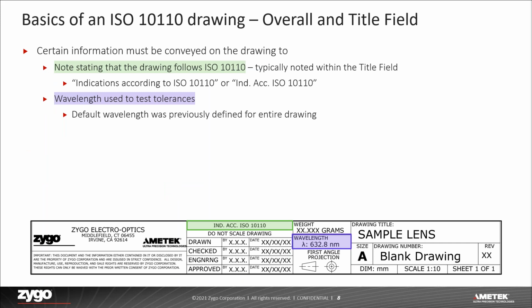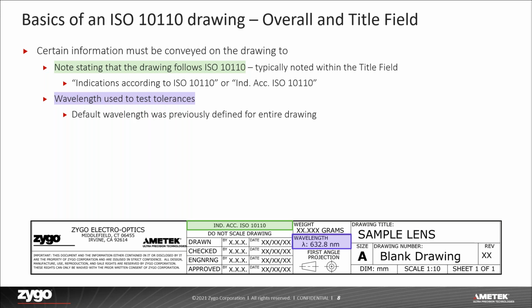The title field of an optical drawing is where the primary information needed is shown. There is some information that is necessary to include on an ISO 10110 drawing. The first of which is a statement letting the fabricator know that this drawing is following ISO 10110. The next information that is necessary to state is the wavelength to be used when interpreting the drawing.